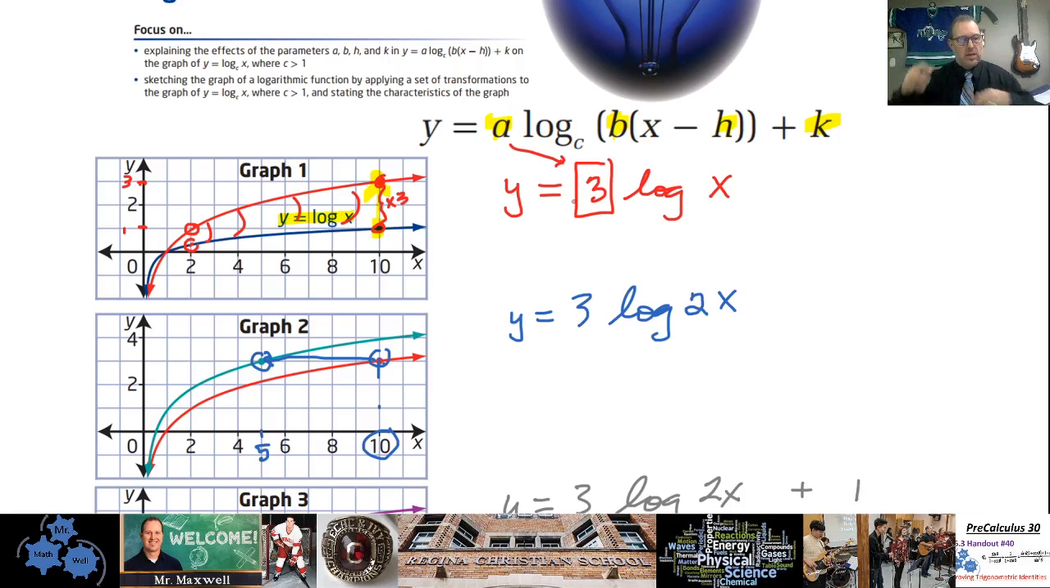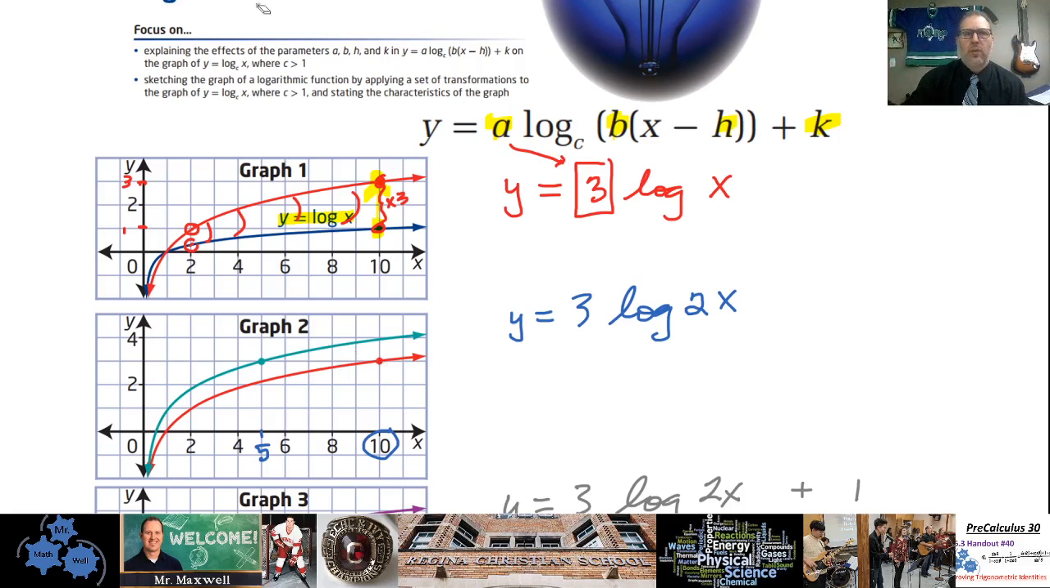Now what happens if we go from this red one to the turquoise one? So the red graph to the turquoise. Well, here are our key points. There's a key point right there. And here's another key point. And notice they're on the same vertical. So it appears that this red graph has been squished up, right? Okay. So that's a horizontal compression.